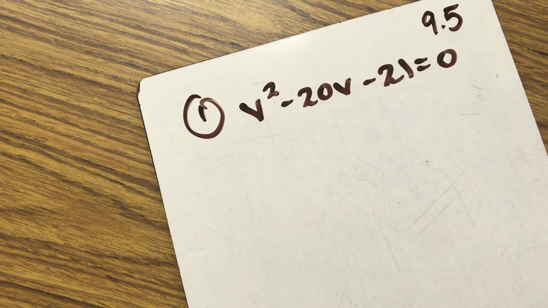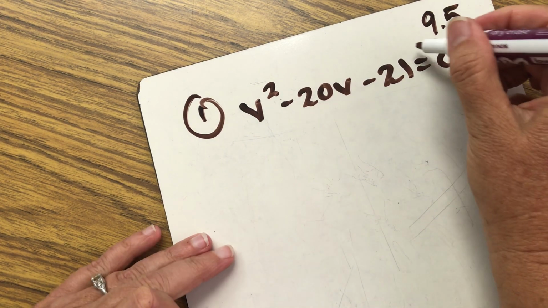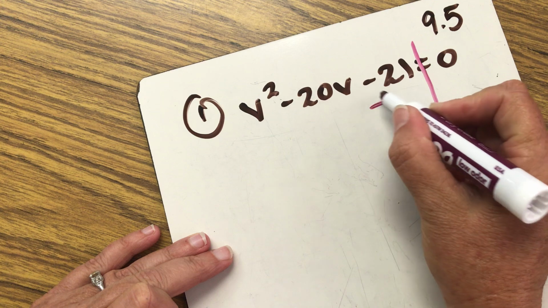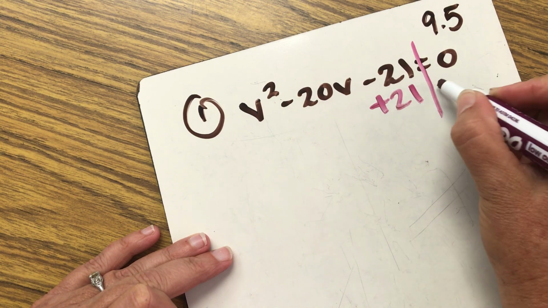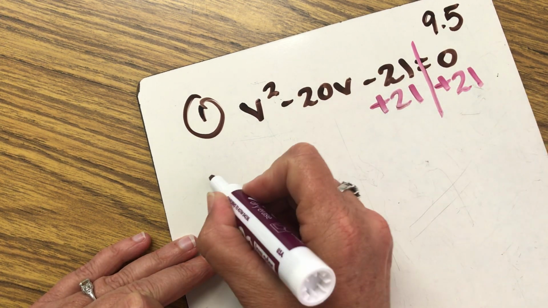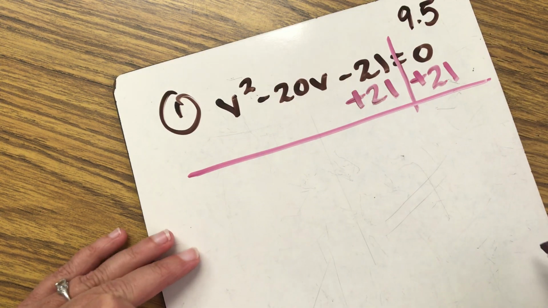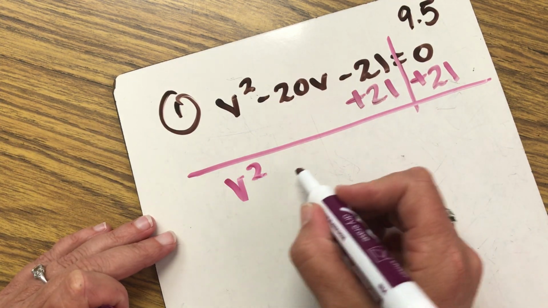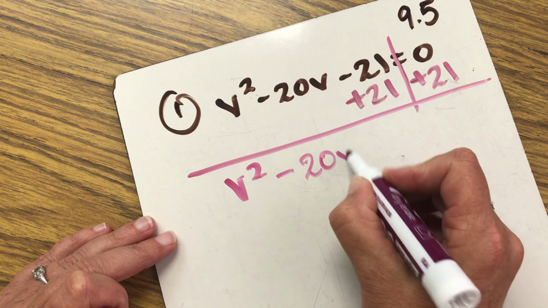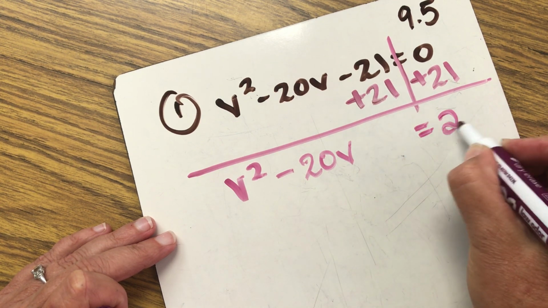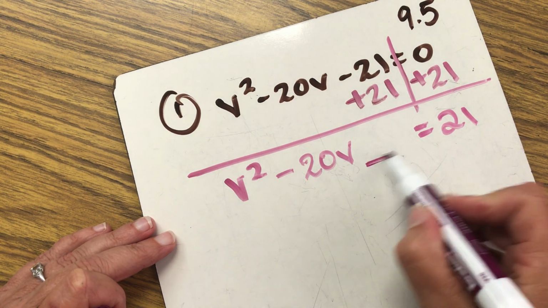So let me use a different color here. I'm going to draw my line. I'm going to move Mr. Positive 20, I'm going to add 21 to both sides. Draw my line, cool. v squared comes down, minus 20v. And now I have 21 on the other side. Notice I left a blank.